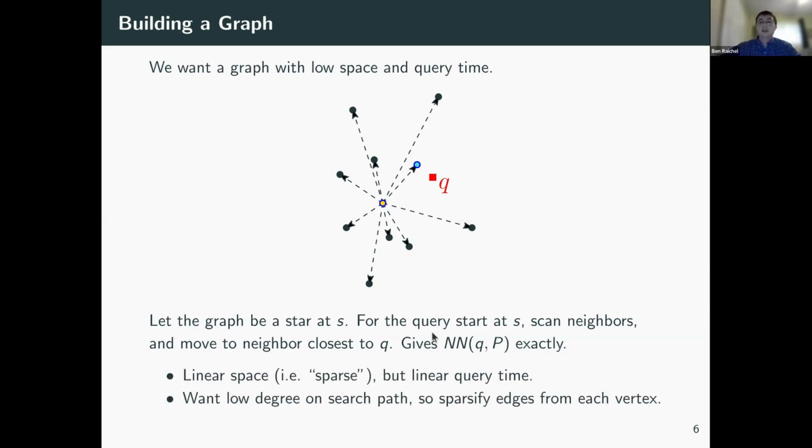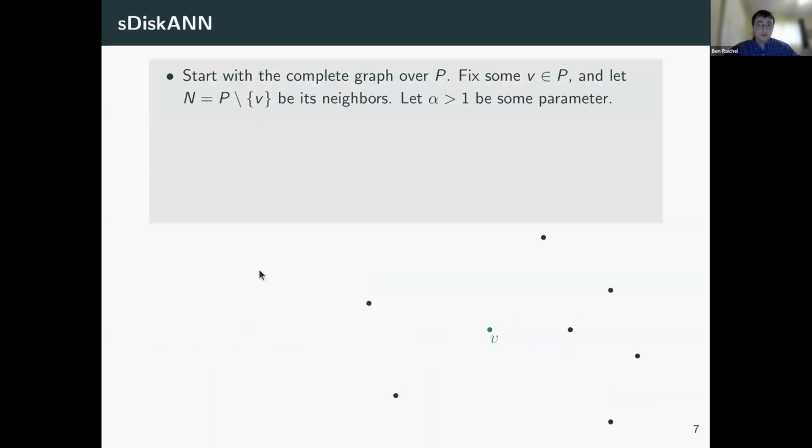Because this is a linear space solution, so it's sparse in that sense. The graph does not have very many edges, but it has linear query time. And remember, linear query time is worthless, because we can always just scan the points. So really this is motivating that what we need is not just that the graph is globally sparse, but that it's locally sparse. We want low degree along that search path from our start vertex to the destination.